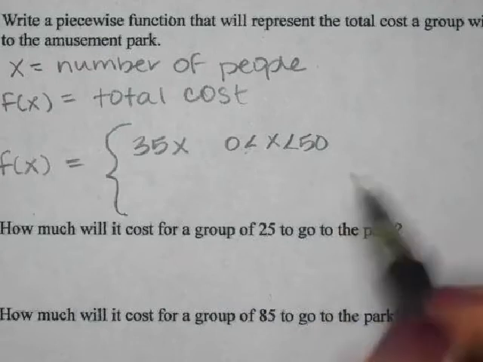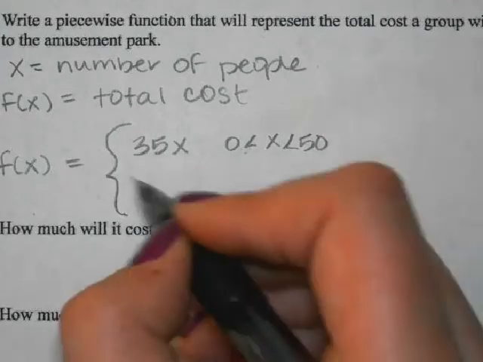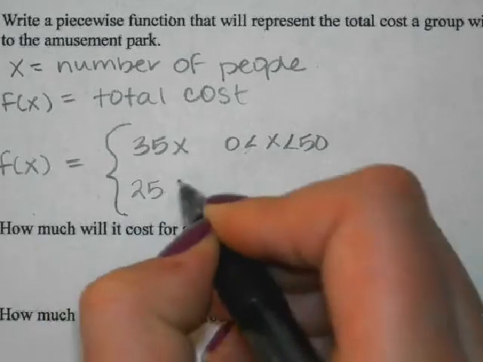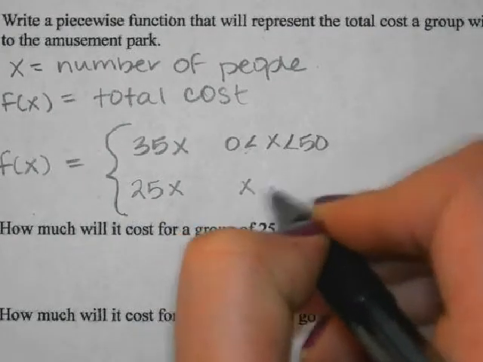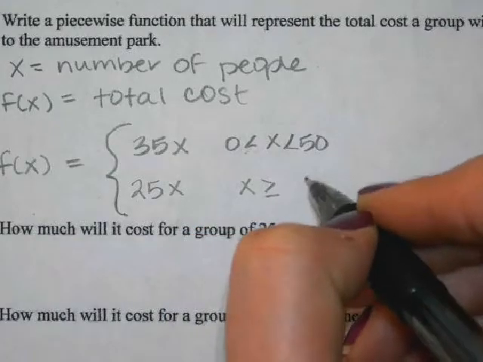All right, the other policy is $25 per person. So we're going to say 25x. And when do we use that policy? Yep. Greater than or equal to 50.